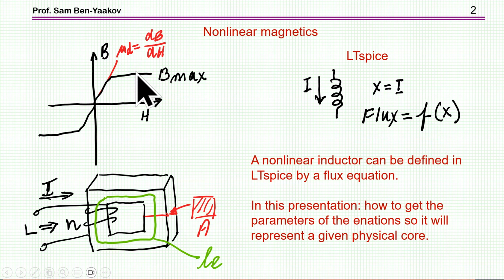I'm talking about an average BH curve without considering at this stage the hysteresis. And I'm going to show step by step how to develop this function and how to find all the parameters that are needed in order to fit the behavior of the model to a physical inductor which has some dimension, has a BH curve for the ferrite, and with or without a gap.